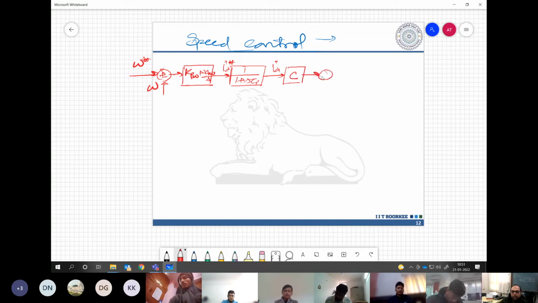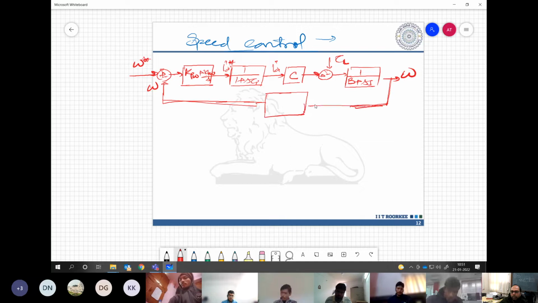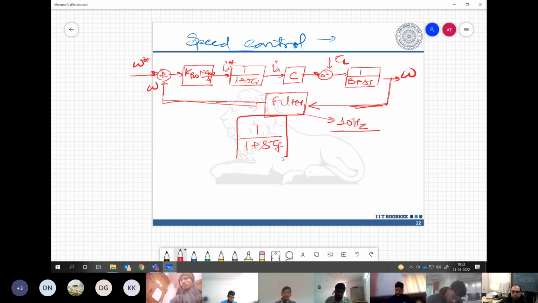Then we have C, and the load torque is compensated over here. Then we have the first order system over here, giving the feedback omega. The difference between measuring current and measuring speed is that generally speed encoders and speed sensors are noisier compared to the current sensor. So we need to put a filter over here to remove the unnecessary noise. The filter may have a cutoff frequency of something like 10 Hertz, correct? So my filter has this kind of transfer function, where tau f is nothing but 1 by 2 pi 10.